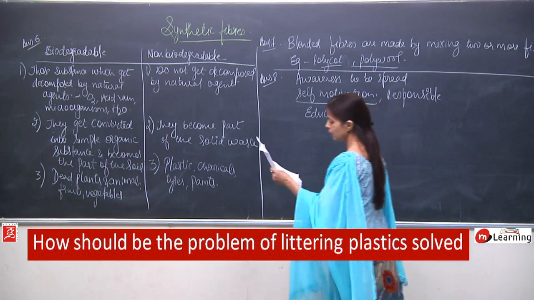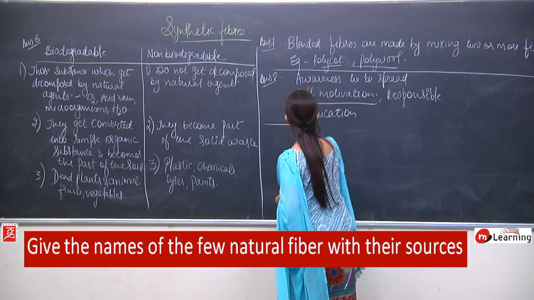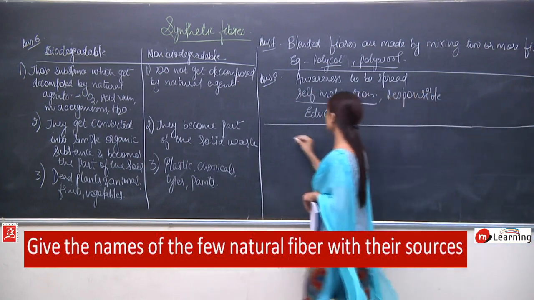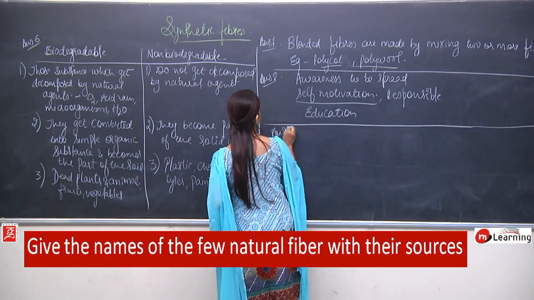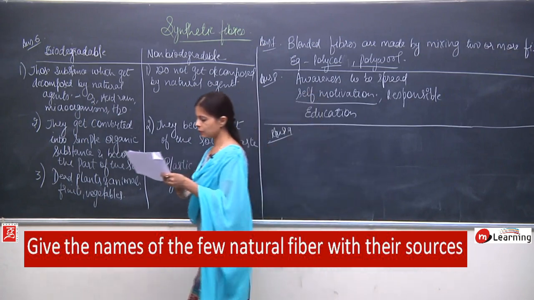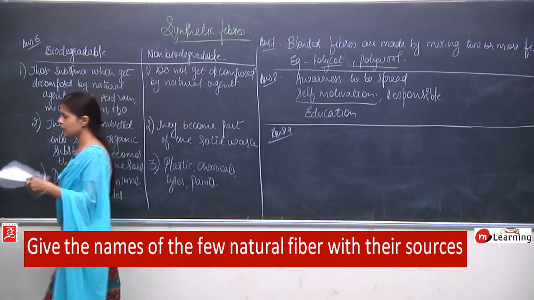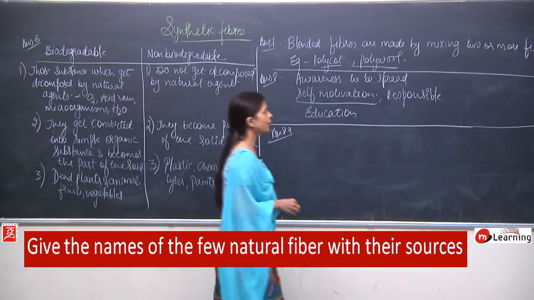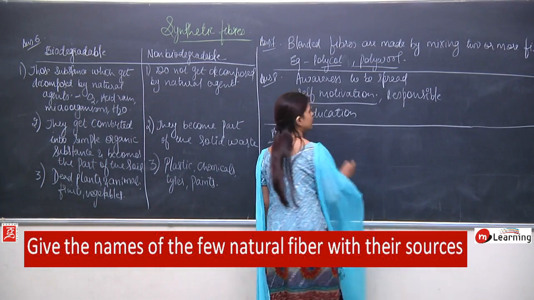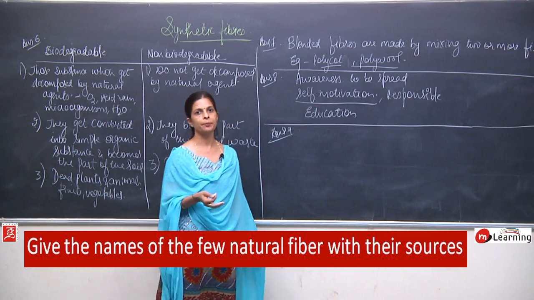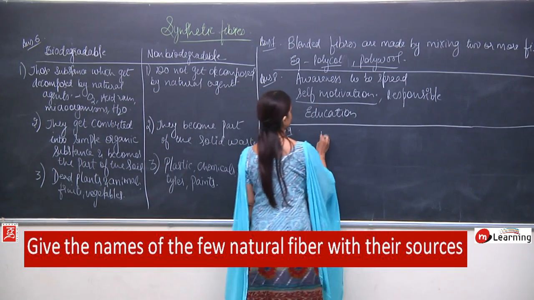Now we'll come to the last question, that is the 9th question. I'll just read the question now, answer number 9. Give the names of a few natural fibers with their sources. That means we are supposed to give the names of the natural fibers. So what are the natural fibers, children? The natural fibers are the fibers which we get from nature. So what are the fibers which we get from nature?